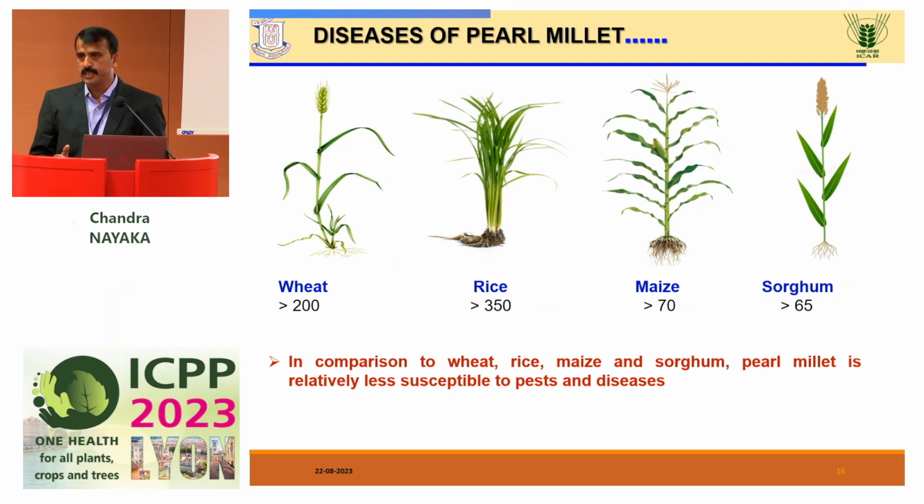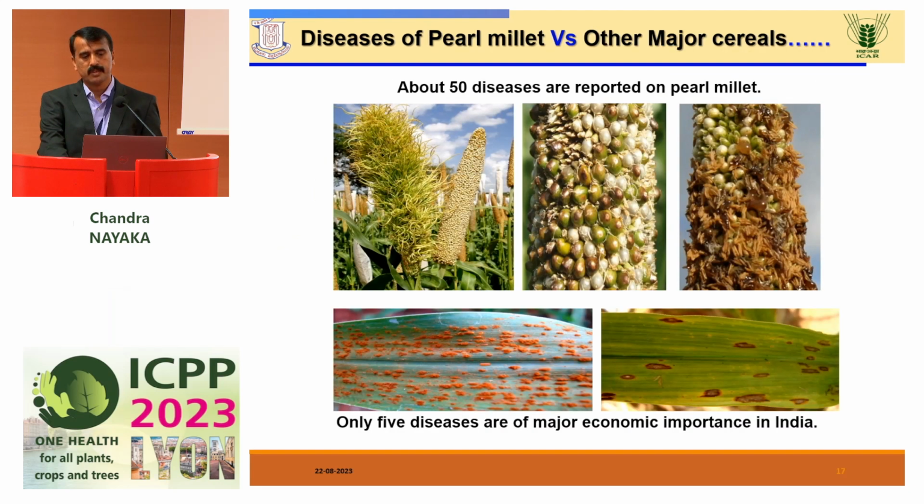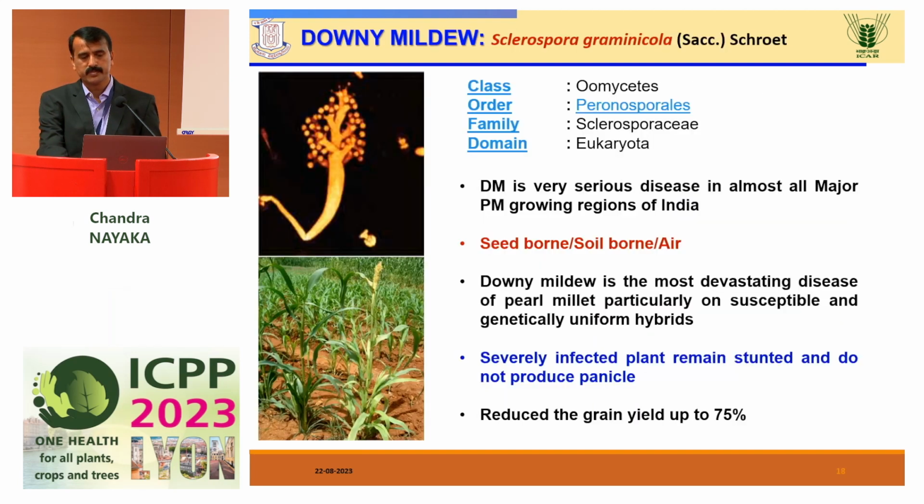I will give you some examples: in wheat, more than 200 diseases are reported. In rice, more than 350 diseases. In maize, more than 70 diseases, and in sorghum, more than 65 diseases are reported. In comparison, pearl millet is relatively less susceptible to pests and diseases. About 50 diseases are reported on pearl millet, and only 5 are major of economic importance in India and Africa.